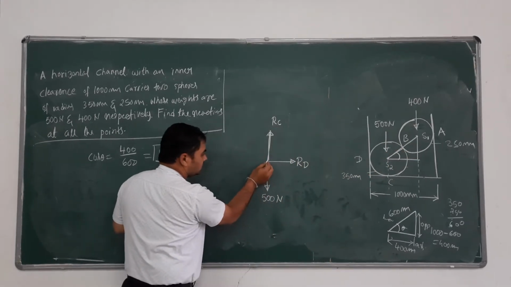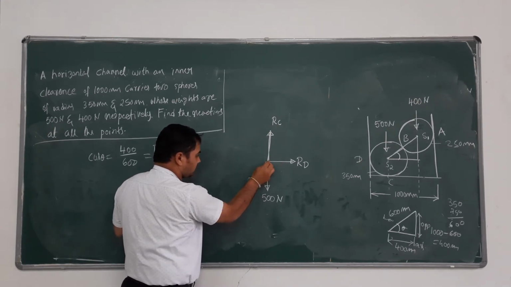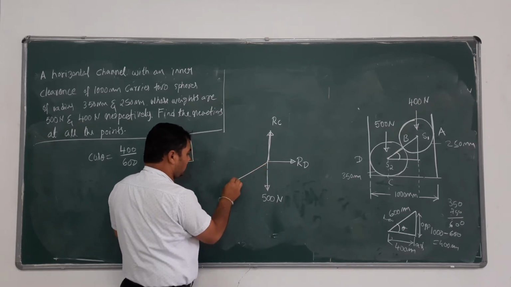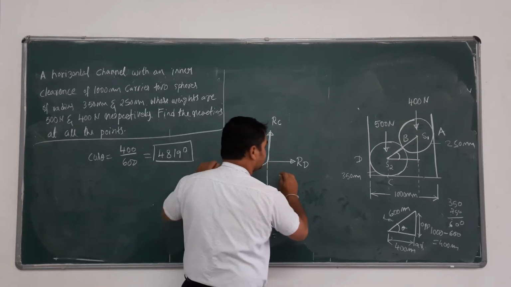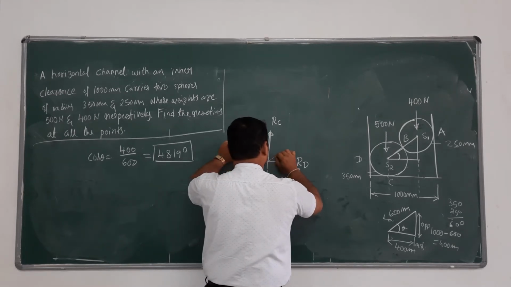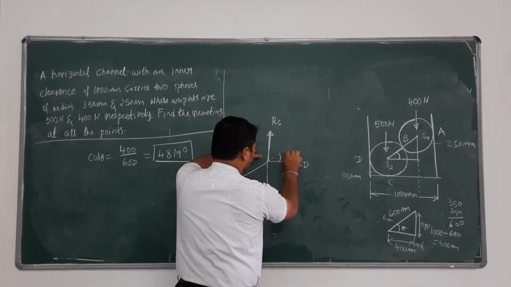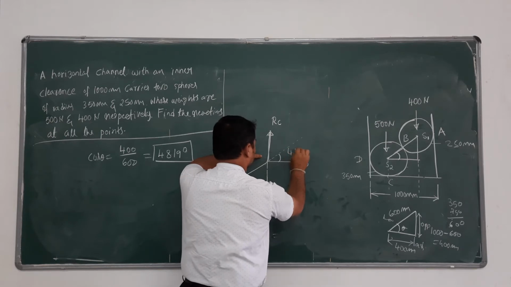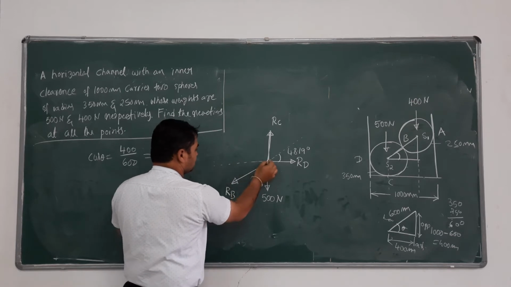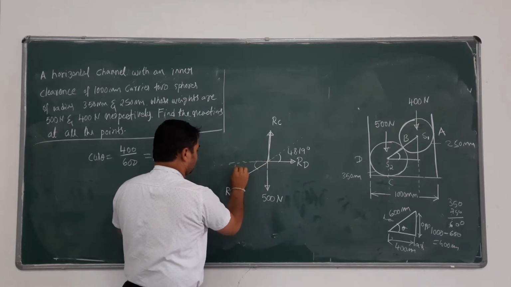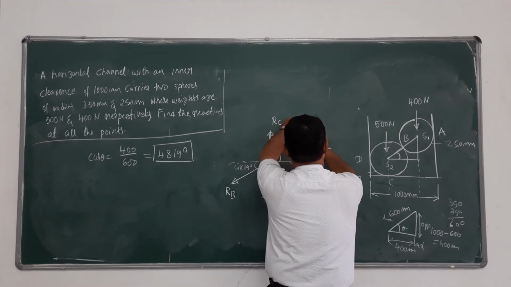That means we have to show the forces exerted by sphere S1 on sphere S2. Therefore, this should be in the inclined downward direction. So this is RB, and this inclination we have to show corresponding to sphere S1. Here it is 48.19 degrees, and here it is 48.19 degrees.